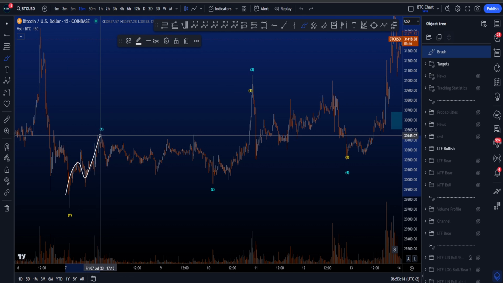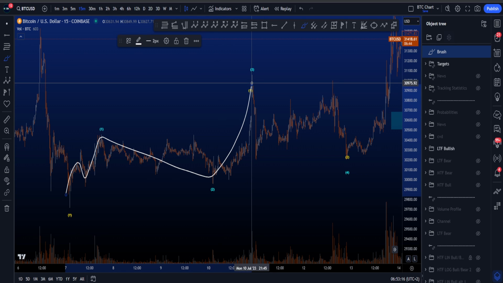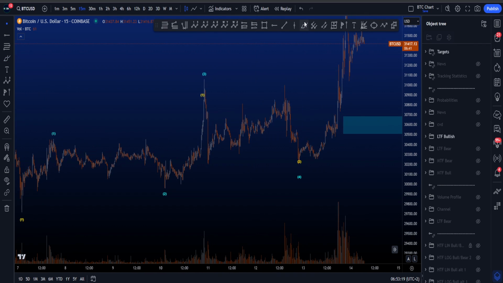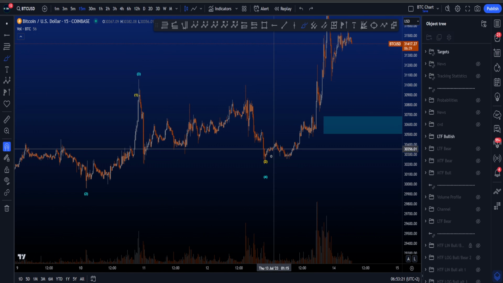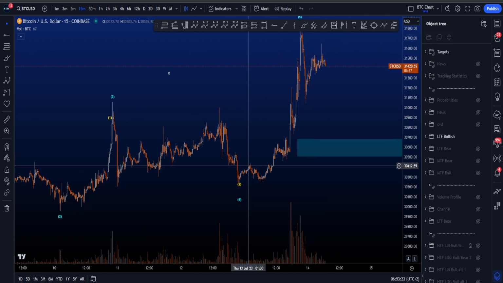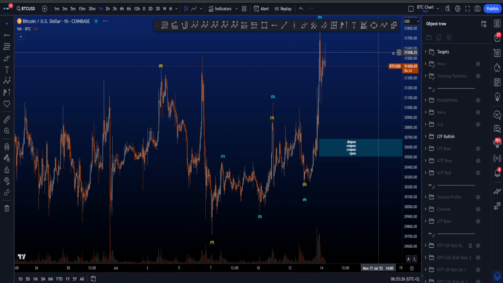So you then have a wave 1, 2, 3, 4 and this is a 5. I mean, there's no other way to count this. It's ridiculous. And then you have a 3 wave in a 2 and then this is the beginning of a bigger wave 3 to the upside, right? That's then what you would be looking for.